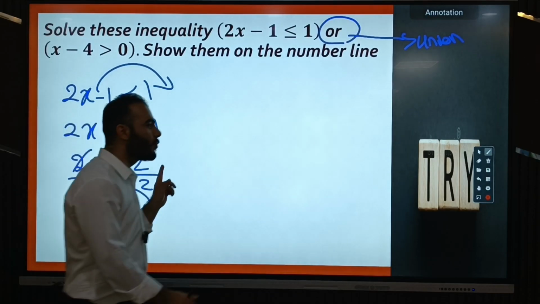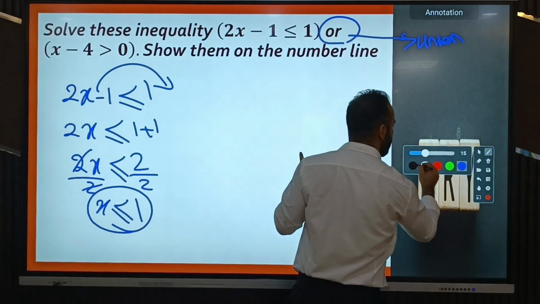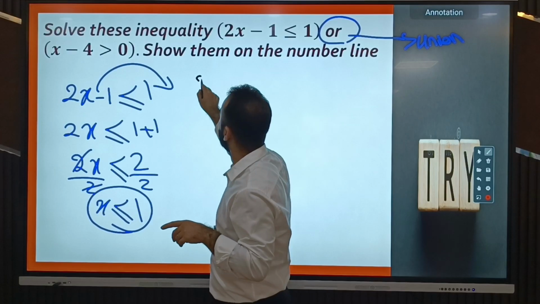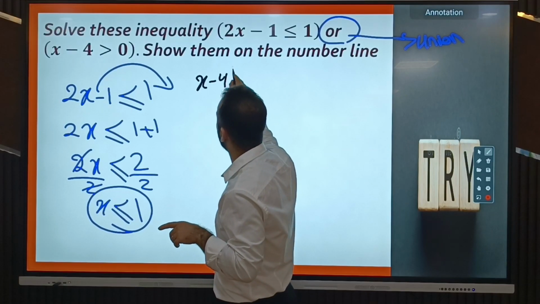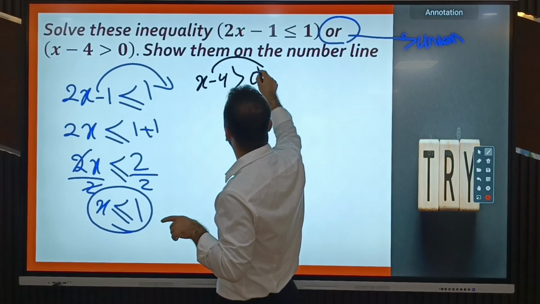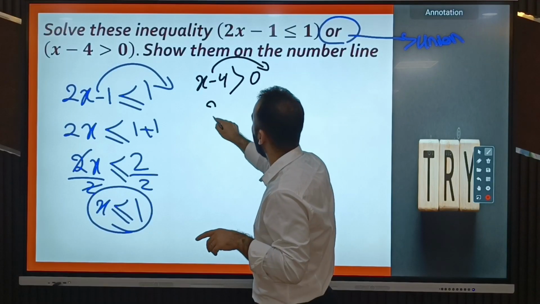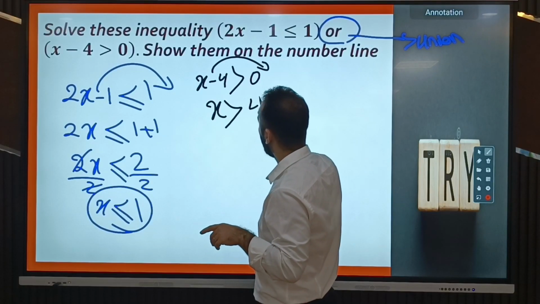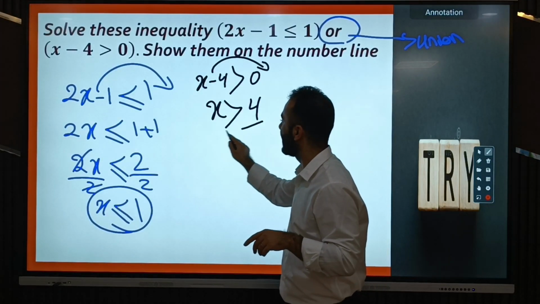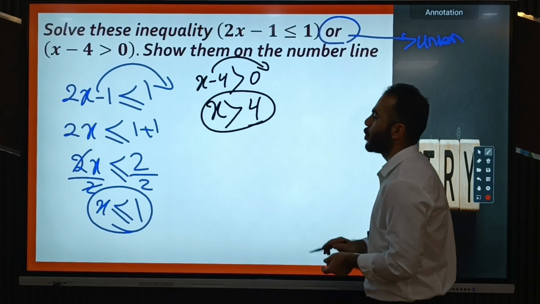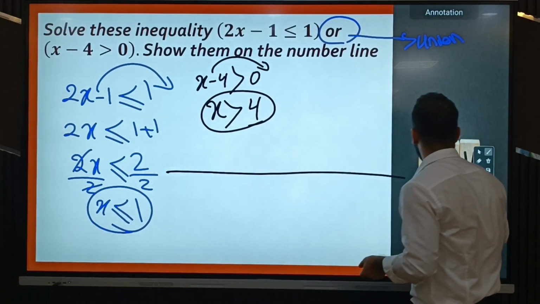And the second solution comes from the second inequality. Be careful. So x minus 4 greater than 0. Move this negative 4 to the other side. So we are going to have x greater than 4. That is the second solution. So create and make your number line.